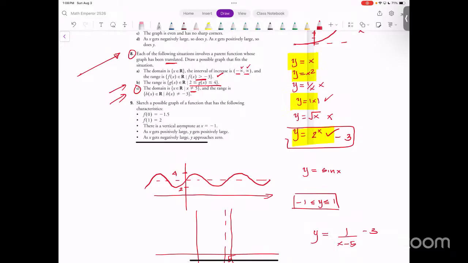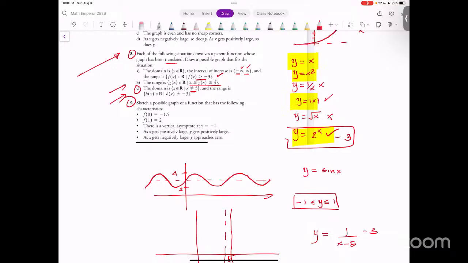So these types of questions, you need to practice them. You need to master what they're looking for. So let's look at number 9. I want you guys to look at number 9 to see if you can think about a graph. Sketch a possible graph where f at 0 is -0.5, f at 1 is 2, the vertical asymptote is -1, and as x gets positively large, y gets positively large.